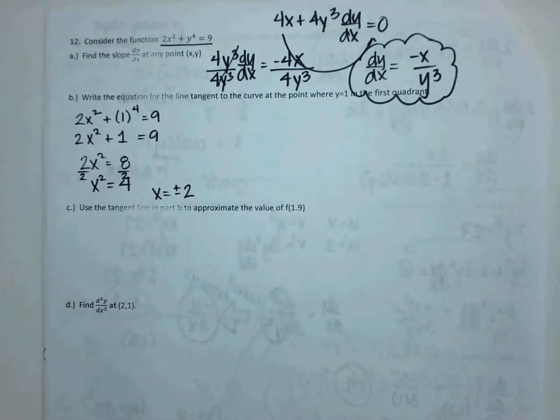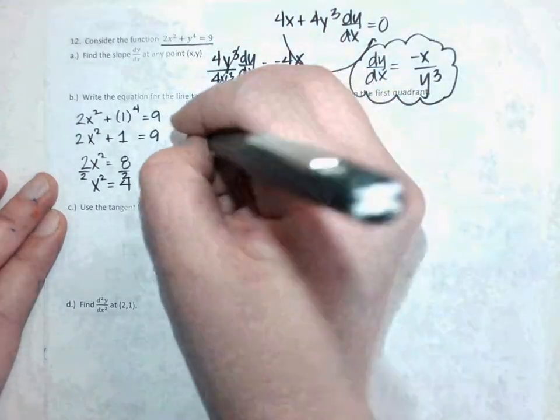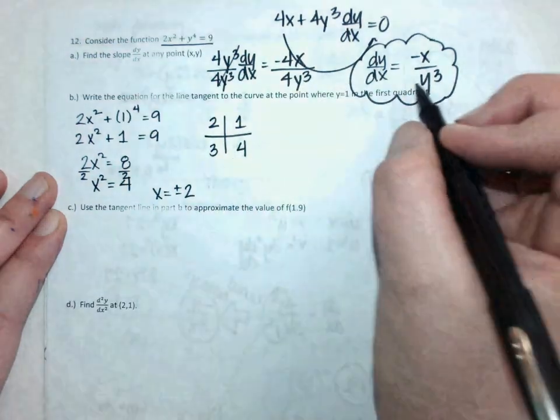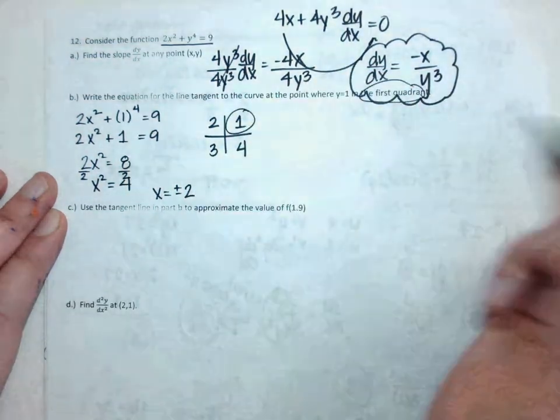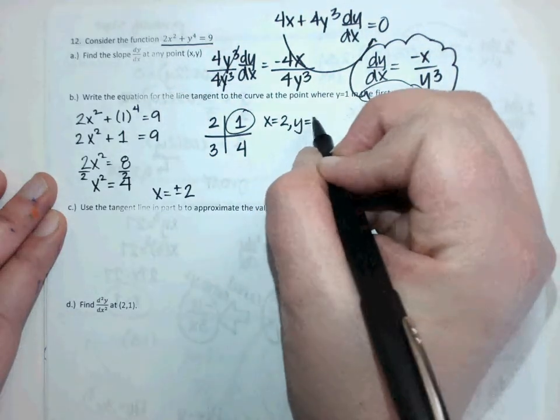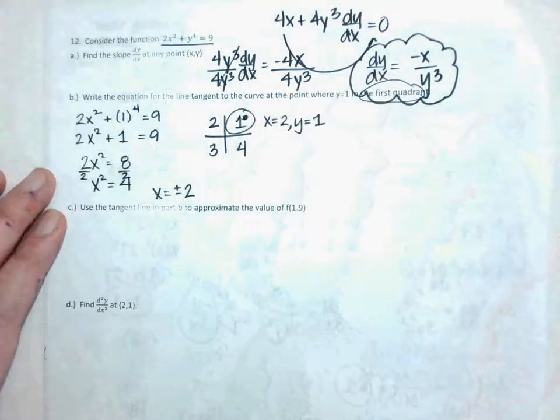Now, this is where the quadrant comes in. If I want to be in the first quadrant, what kind of x do I need? Positive or negative? Positive. Okay, very good. Your quadrants are 1, 2, 3, 4. So if I'm in the first quadrant, I need to be here. Then I need x to be positive 2 and y to be 1. That would put me like up here somewhere.